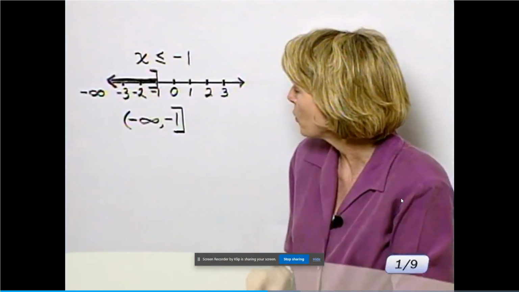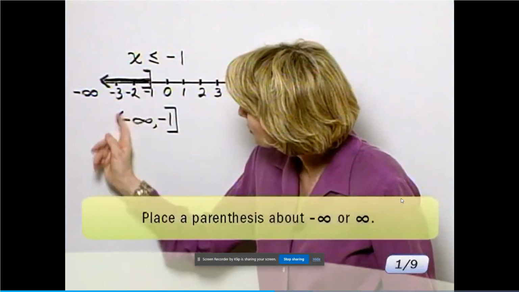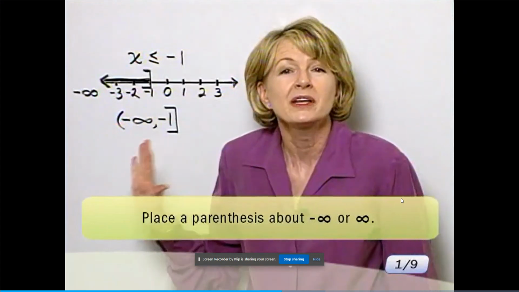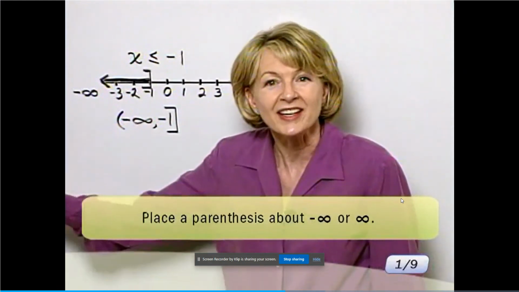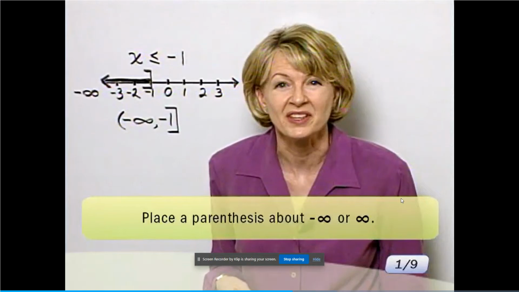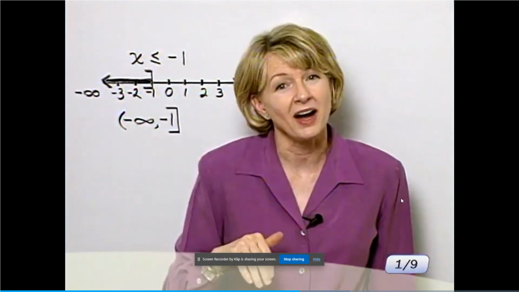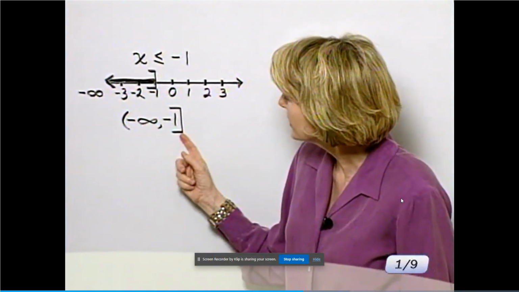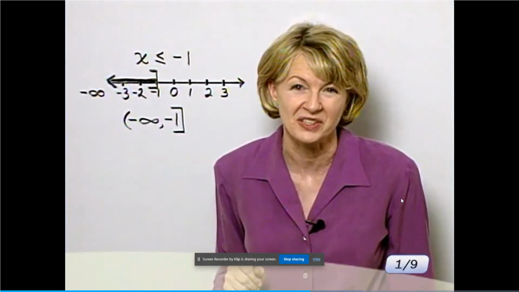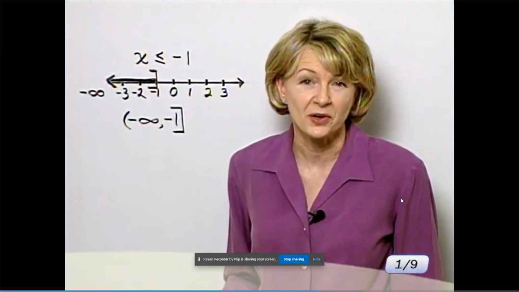Now let's talk about what numbers are included in this interval notation. You place a parenthesis around negative infinity and also positive infinity because you never quite reach negative infinity and you never reach positive infinity. So we normally place a parenthesis around negative infinity or positive infinity, and this bracket does mean that -1 is part of this solution set. So there's an example of interval notation.